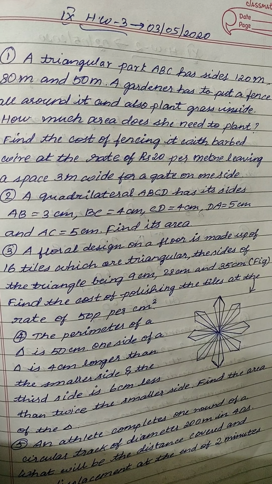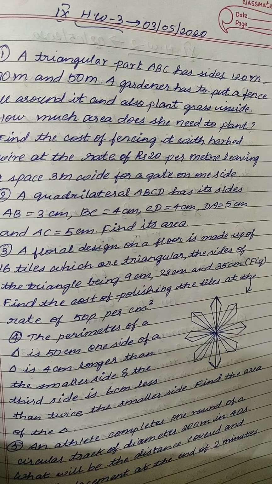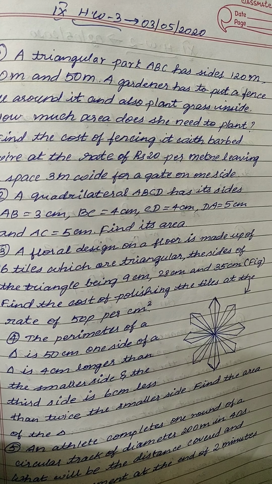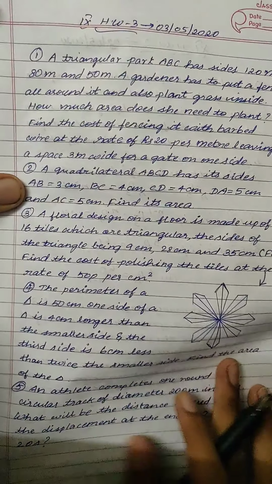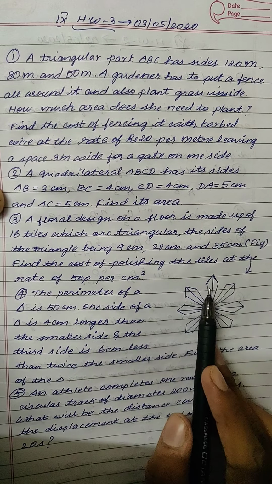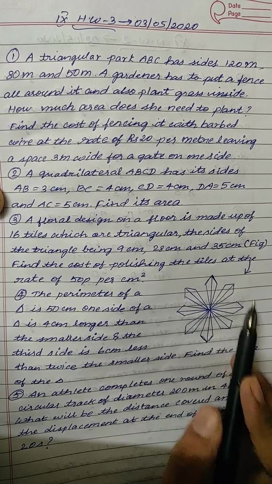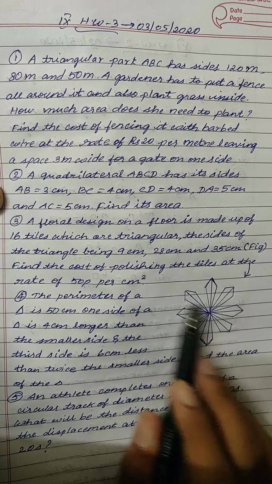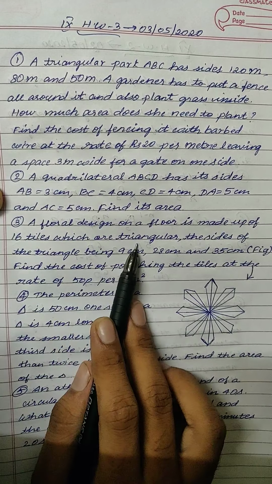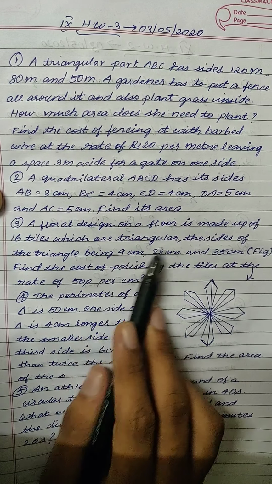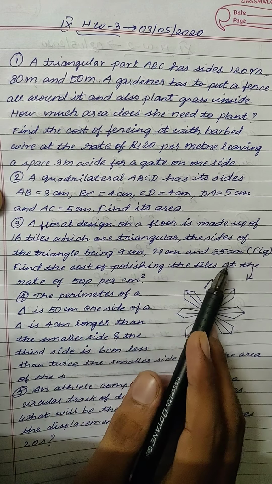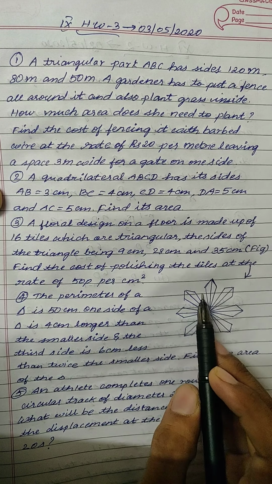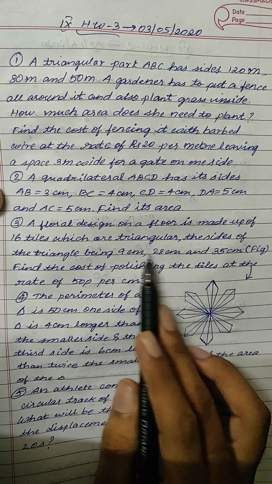Now, third question, they have given a floral design. You can see very well the floral design contains 16 triangles, isn't it? There are totally 8 designs, and in each design we have 2 triangles, so there are 16 triangles. They have given 16 tiles, which are triangular. The sides of each triangle are 9, 28 and 35. So you have to take these as A, B and C.